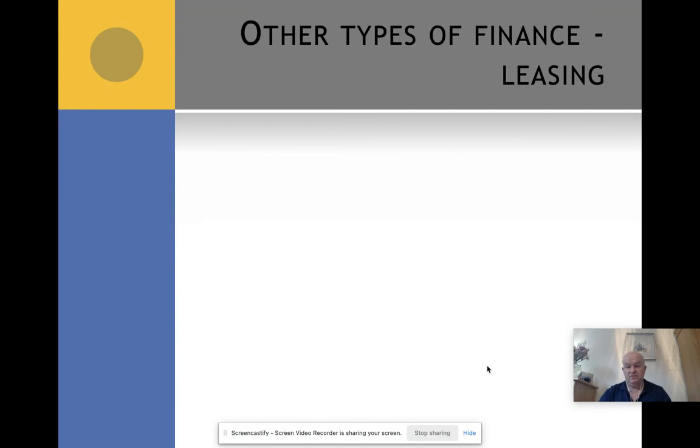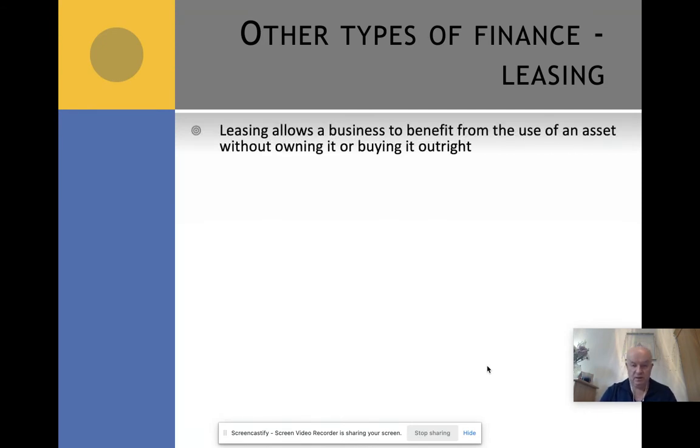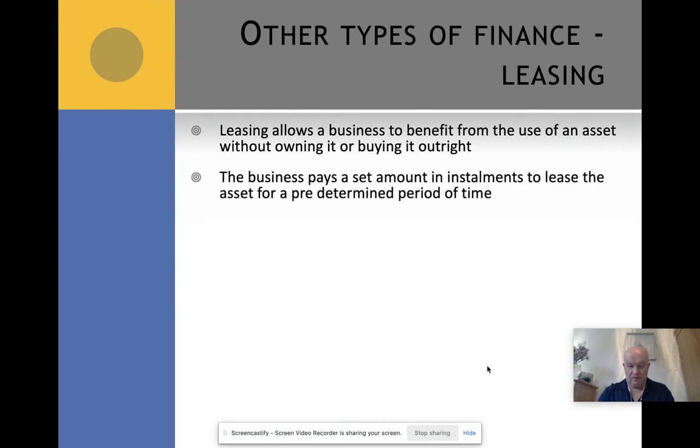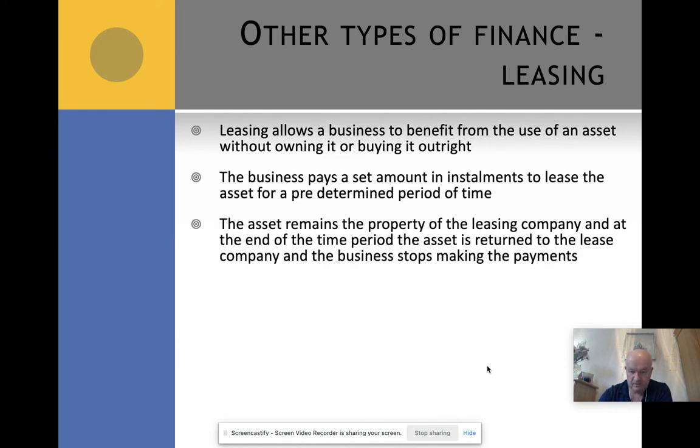Let's have a look at other types of finance then. We've got leasing as an example. This essentially means that you're able to use an asset within a business without owning it or buying it outright. In this instance, a business chooses to pay a set amount per month in instalments to lease the asset for a predetermined period of time. That clearly helps in terms of cash flow, because instead of having to buy something outright, you're only having to pay an amount per month rather than the whole amount.